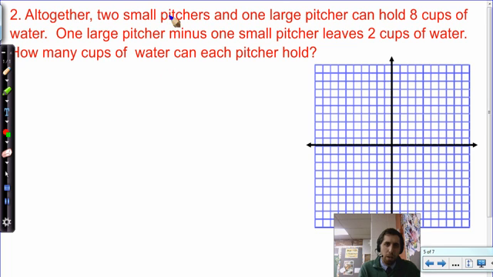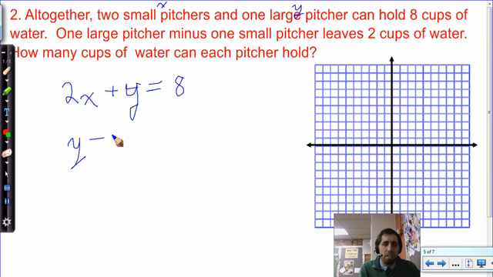Let's call our small pitchers x, and let's call our large pitcher y. And in that case, 2 small pitchers and 1 large pitcher, so x times 2, 2 small pitchers plus 1 large pitcher can hold 8 cups of water. 1 large pitcher, a y, minus 1 small pitcher, minus an x, leaves 2 cups of water. We could graph this to solve.